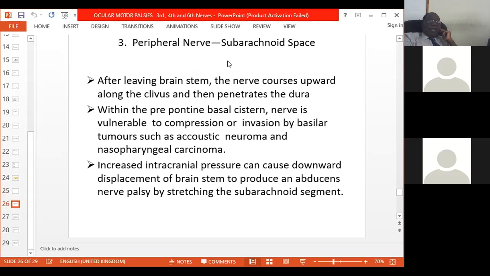Peripheral nerve, subarachnoid space. After leaving the brainstem, the nerve courses upwards along the clivus and then penetrates the dura. Within the prepontine basal cistern, the nerve is vulnerable to compression or invasion by basal tumors, such as acoustic neuroma and nasopharyngeal carcinoma. Increased intracranial pressure can cause downward displacement of the brainstem to produce an abducens nerve palsy by stretching the subarachnoid segment.